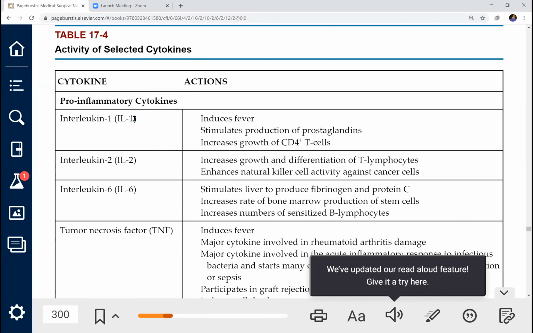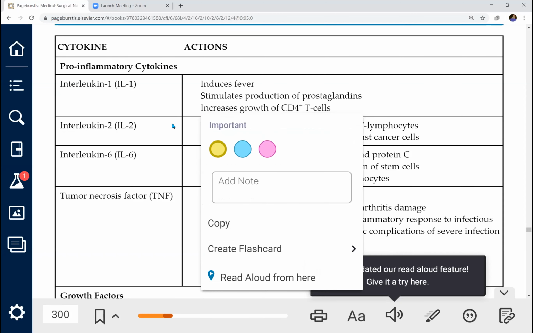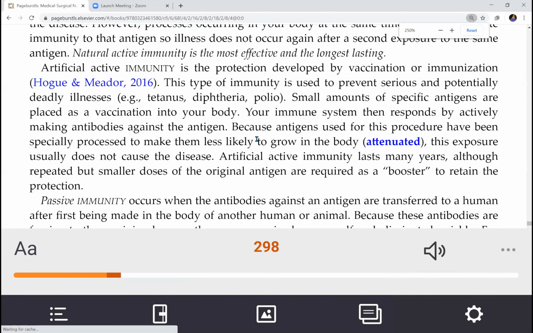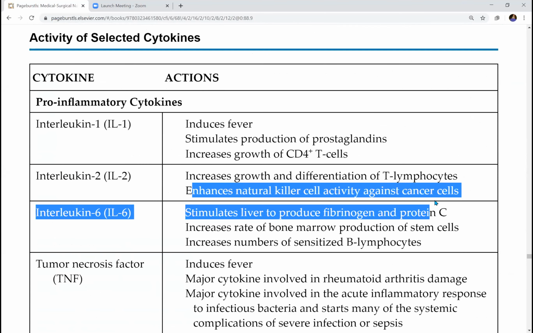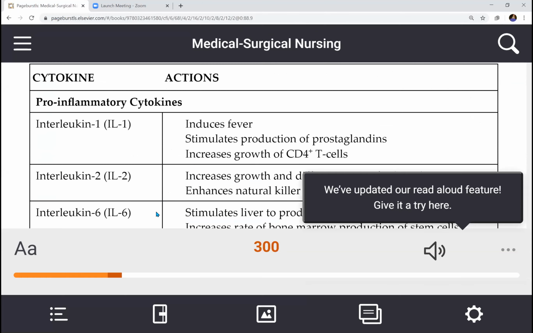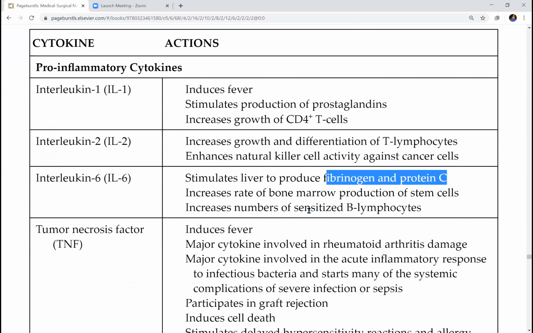So we have pro-inflammatory cytokines, particularly interleukins 1, 2, 6, and TNF, or tumor necrosis factor. If you look at each activity, interleukin 1, for instance, these are what they do. And interleukin 2, look at the activity here. They enhance the activity of natural killer cells against cancer cells. And then interleukin 6, here fibrinogen and protein C are important in order to prevent the clotting. So these will be significant later when we get to DIC, later in the semester.